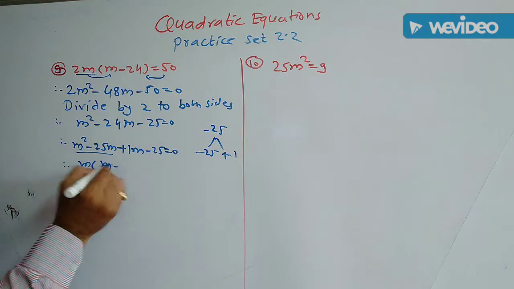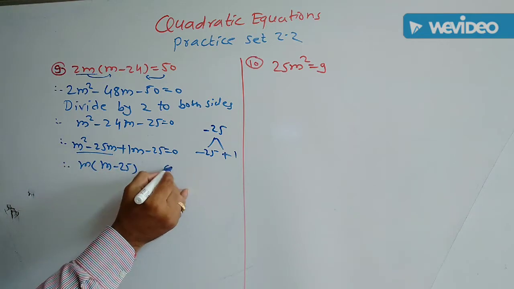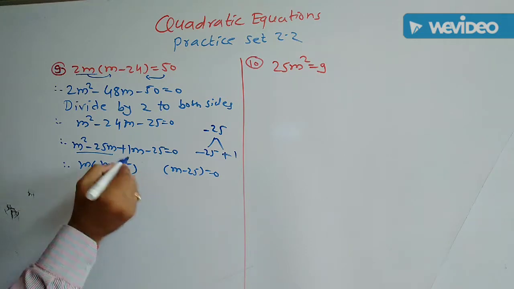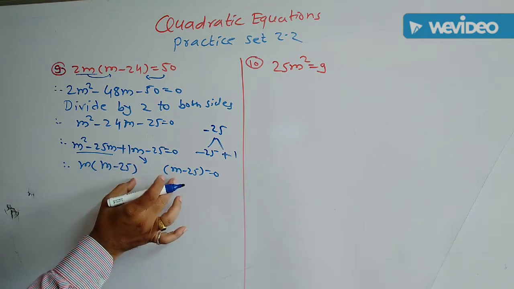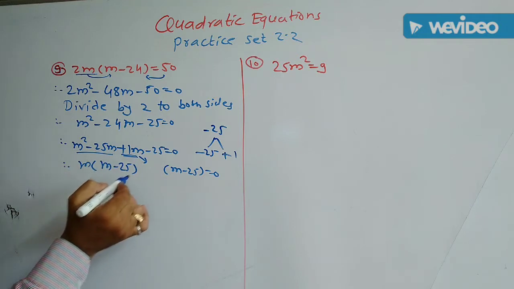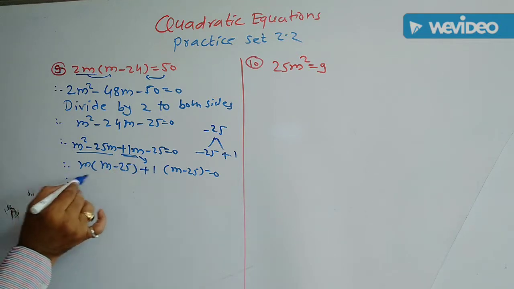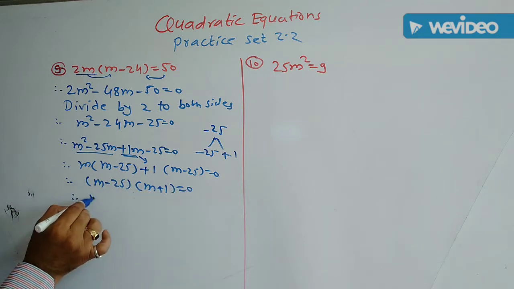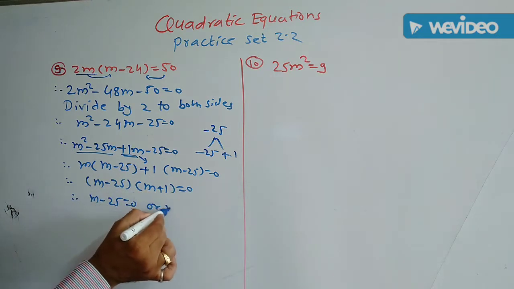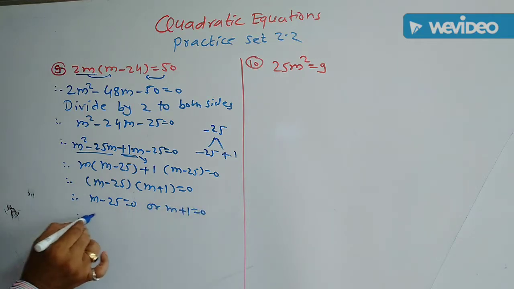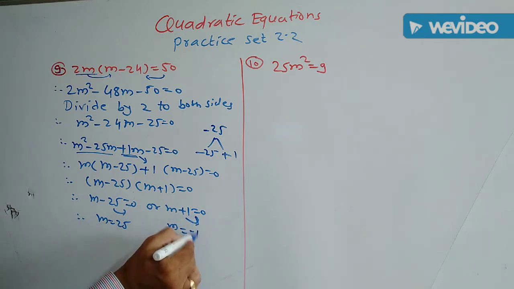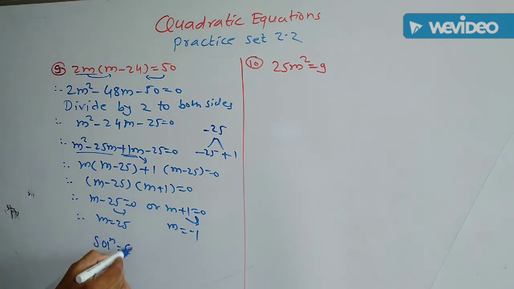m gets common. Remaining is m minus 25. Now the m minus 25 bracket gets common again, and in between these two brackets we write the remaining term of the third term, that is plus 1. Now m minus 25 and m plus 1 is equal to 0. m minus 25 is equal to 0 or m plus 1 is equal to 0. Minus 25 gets converted to plus, plus 1 gets converted to minus, and therefore the solution is 25 and minus 1.